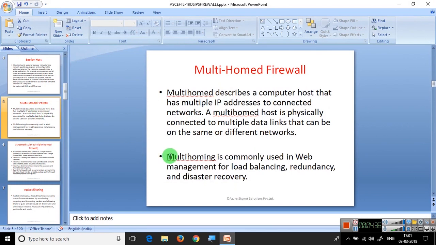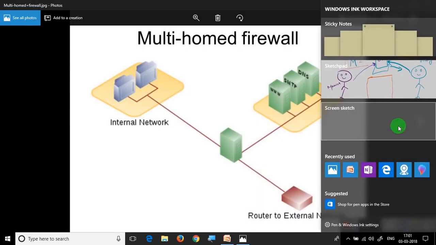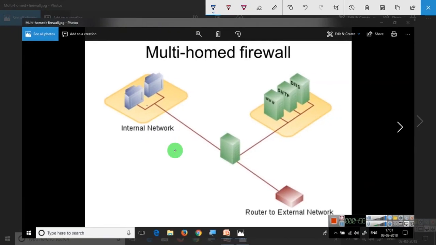See, multi-homed describes a computer host that has multiple IP addresses connected to a network. A multi-homed host is physically connected to multiple data links that can be on the same or different networks. They are commonly used in network management for load balancing, redundancy and disaster recovery. Let me show you an example. This is multi-homed. See, this is a firewall, and on this firewall there are three services running. Let this be 1.1, I'm just giving an example, this is 1.2, 1.3. It means three IP addresses are working on a single firewall. This is called a multi-homed firewall.